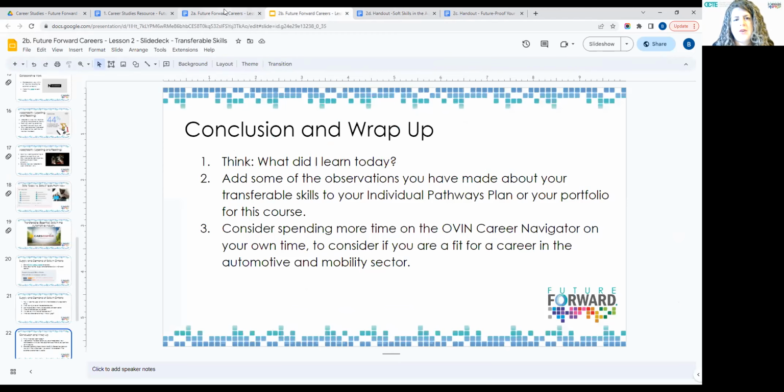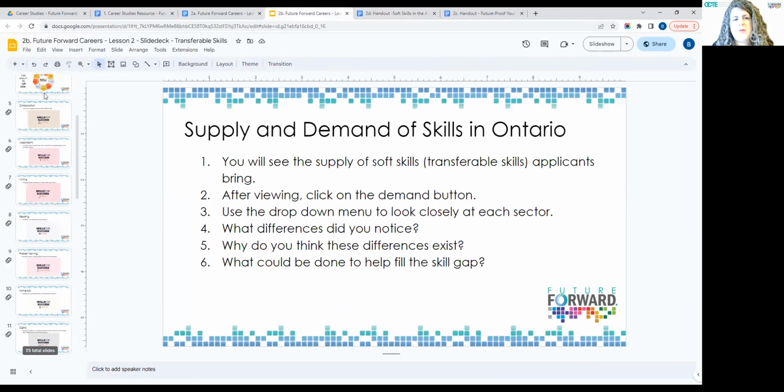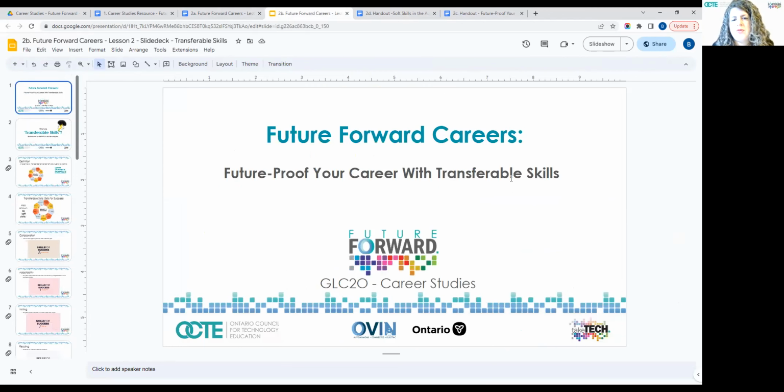So in a nutshell, this is our Future Forward Careers Lesson 2 overview on how students can future-proof their careers with transferable skills.